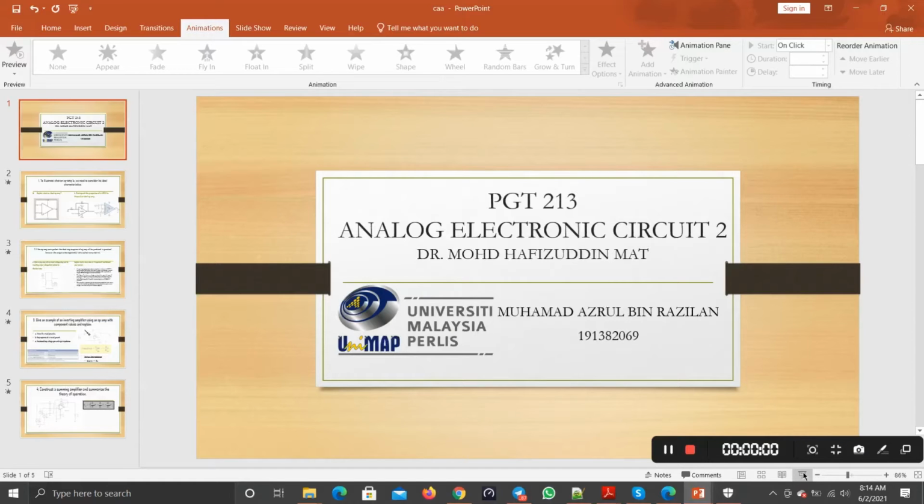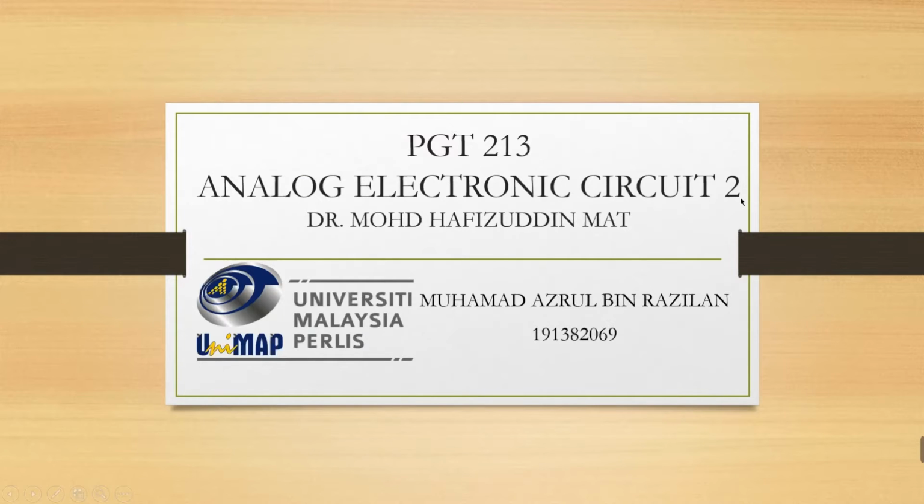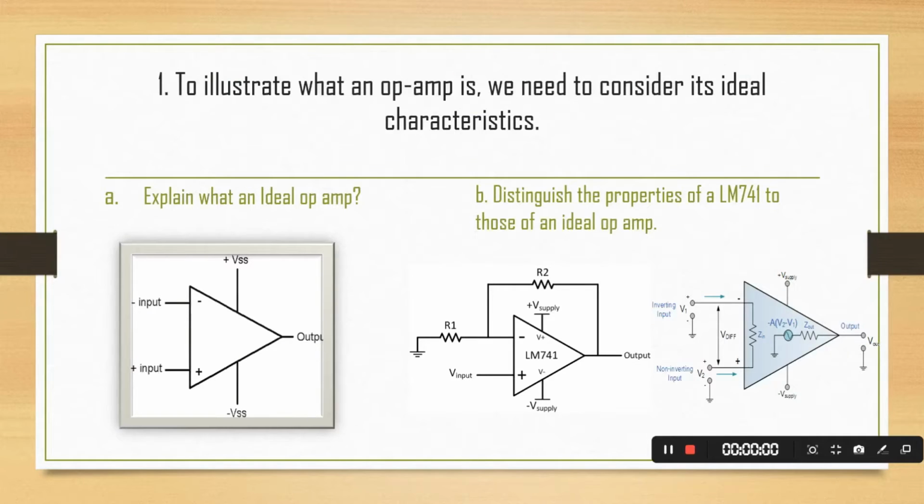Okay, today I want to present my PGT213 analog electronic circuit 2. The first one is to illustrate what an op-amp is. We need to consider its ideal characteristics. The first one: explain what an ideal op-amp is. This is the first component for the op-amp. Op-amp stands for operational amplifier.